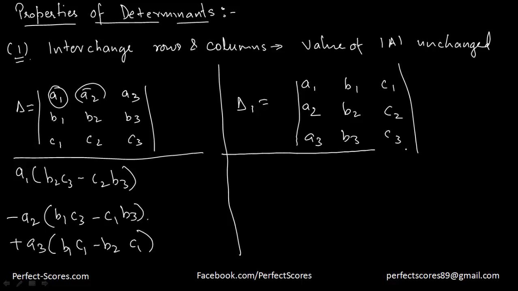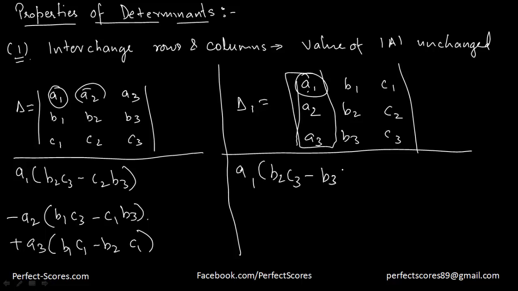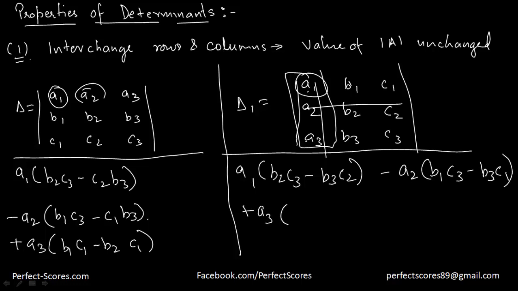And similarly, if I find the determinant here, just for the sake of convenience, what I'm going to do is fix this column here. So I'm going to have a1 into b1c3 minus b3c2, then I'm going to have minus a2 into, so I'm going to have these four values, which is b1c3 minus b3c1. Then I'm going to have plus a3 into, so I'm going to fix this and this, I'll be left with these four values. It's going to be b1c2 minus b2c1, and we can clearly see that these determinants are equal.